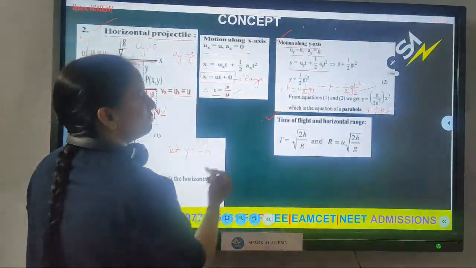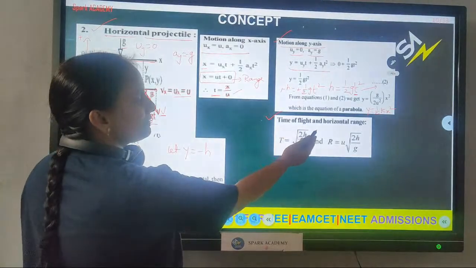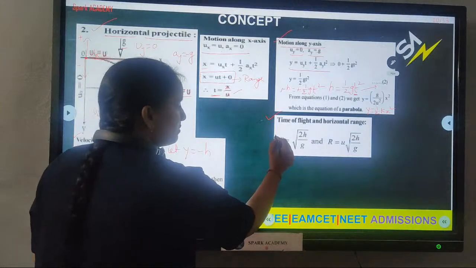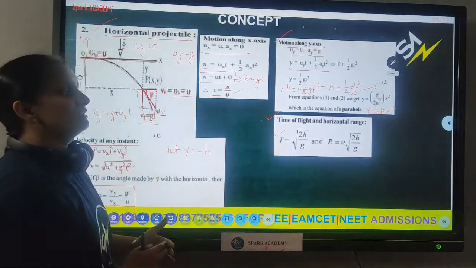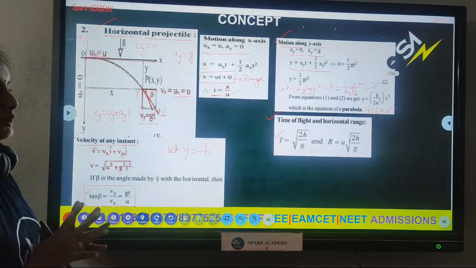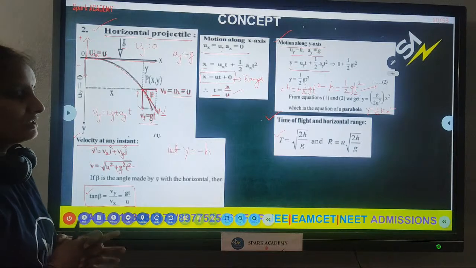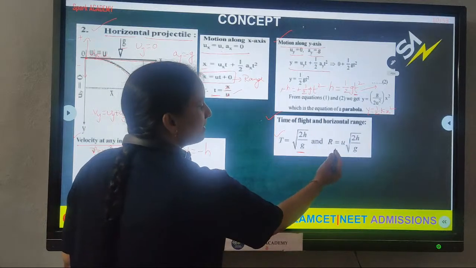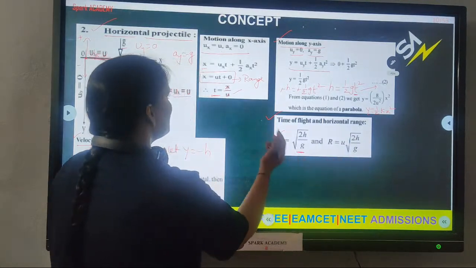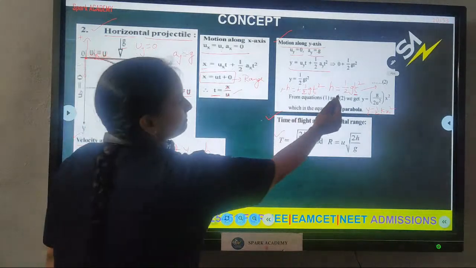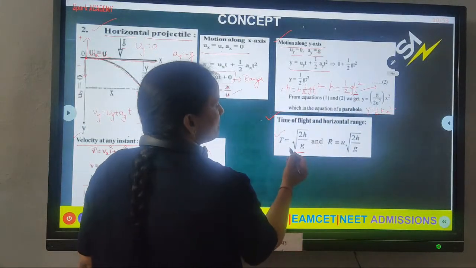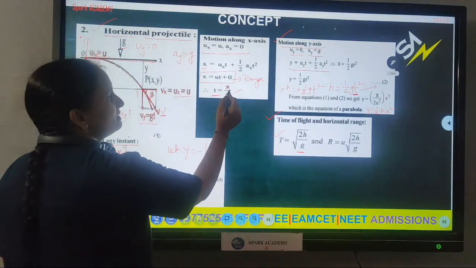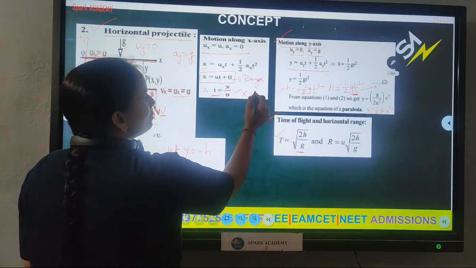In horizontal projectile, what is the time of flight and horizontal range? Time of flight is the time taken to reach the ground, from the point of projection till it reaches the ground. So it is under root of 2h by g, and range R is equal to u into t. So from here we can write time of flight, and the range will be equal to x is equal to u into t.